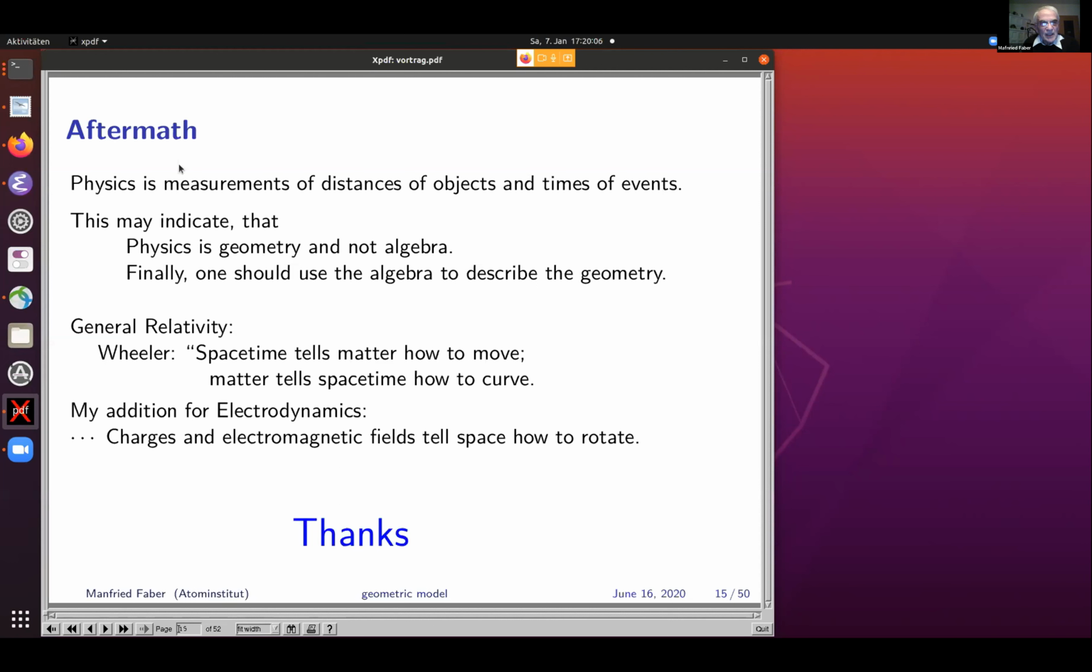In general relativity, as Wheeler said, space-time tells matter how to move, matter tells space-time how to curve. And in addition, in electrodynamics, charges and electromagnetic fields tell space how to rotate. Thank you very much.